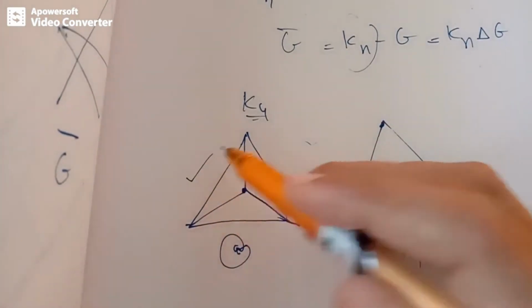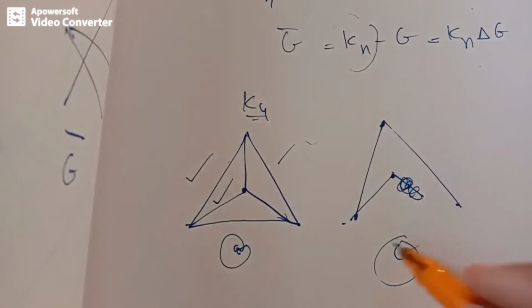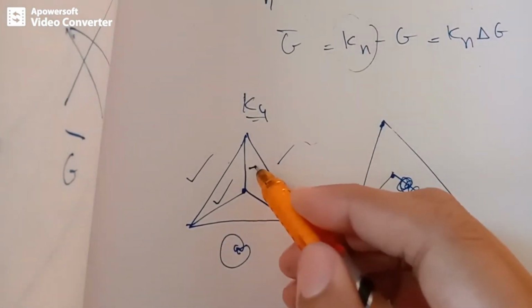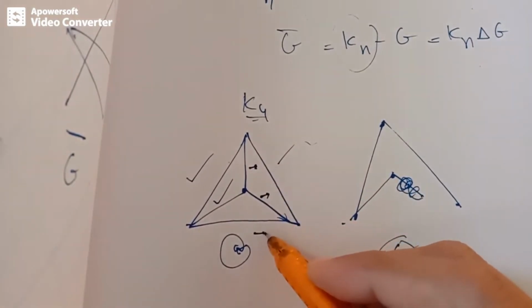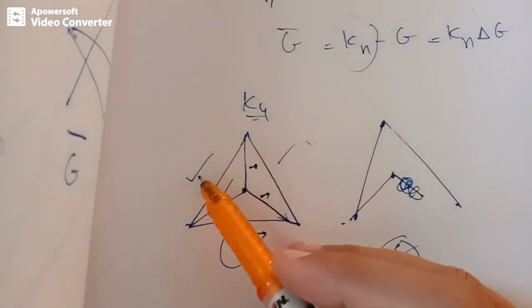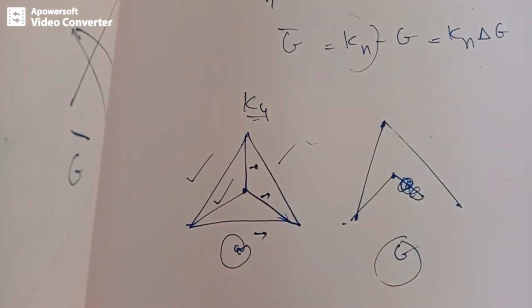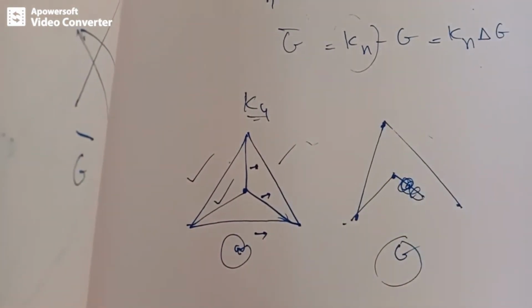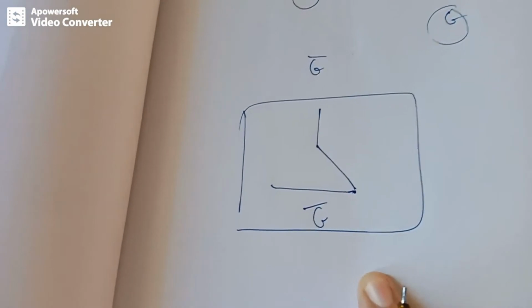So this will be deleted, this will be deleted, this one too. The rest you have to include, this one, this one, and this one. That's all, right? So G complement is obtained from the complete graph by deleting all the edges that are there in the graph G. So this is your G complement.